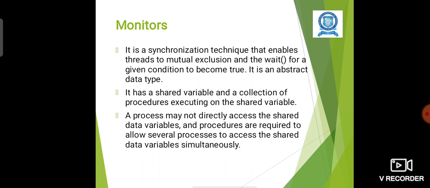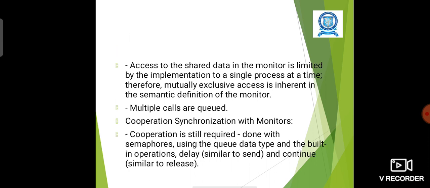Monitor. It is a synchronization technique that enables threads to have mutual exclusion and to wait for a given condition to become true. It is an abstract data type. It has a shared variable and a collection of procedures executing on the shared variable. A process may not directly access the shared data variables, and procedures are required to allow several processes to access the shared data variable simultaneously. Access to the shared data in the monitor is limited by the implementation to a single process at a time. Therefore, mutually exclusive access is inherent in the semantic definition of the monitor.